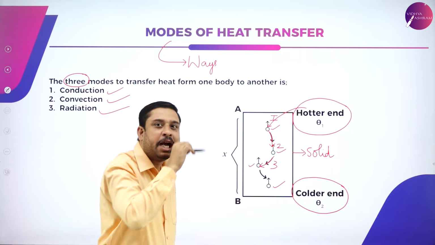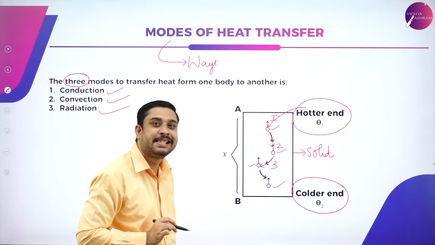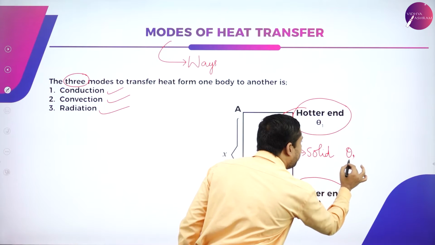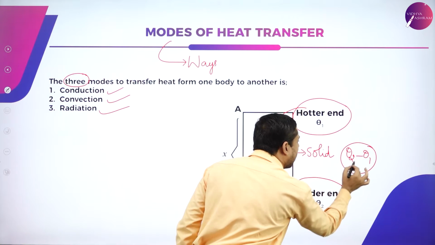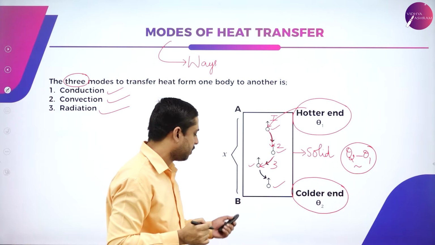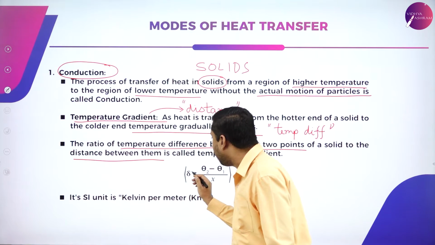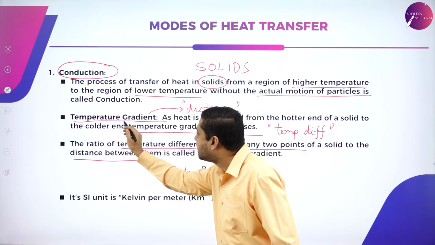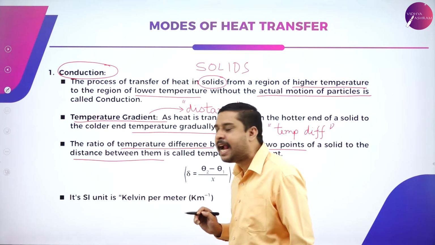Hotter end and colder end, the distance between them is x. And I say the temperature difference is theta 2 minus theta 1. This is simply a difference. So, if I speak about delta, temperature gradient, I say delta is temperature gradient.